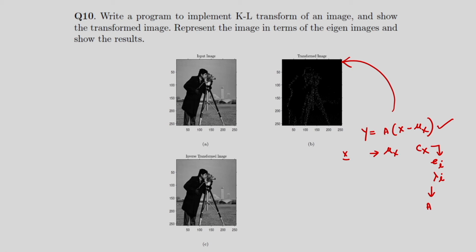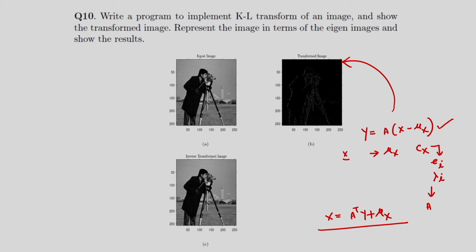After this I can reconstruct the original image. If I consider all the eigenvectors and all the eigenvalues, then the perfect reconstruction is possible. So what is the reconstruction formula? The reconstruction formula is x equal to A transpose y plus mu x. So by using this I can reconstruct the original image. Already I have explained that if I consider all the eigenvalues and eigenvectors, then I will be getting the original image. But if I consider the truncated transformation matrix, then I will not be getting the original image, I will be getting the approximated image.